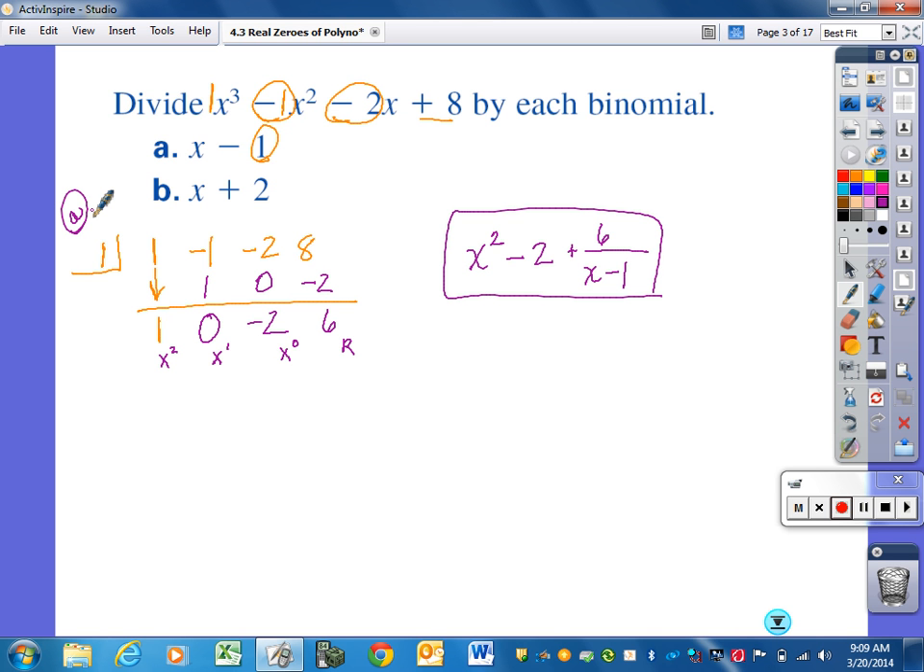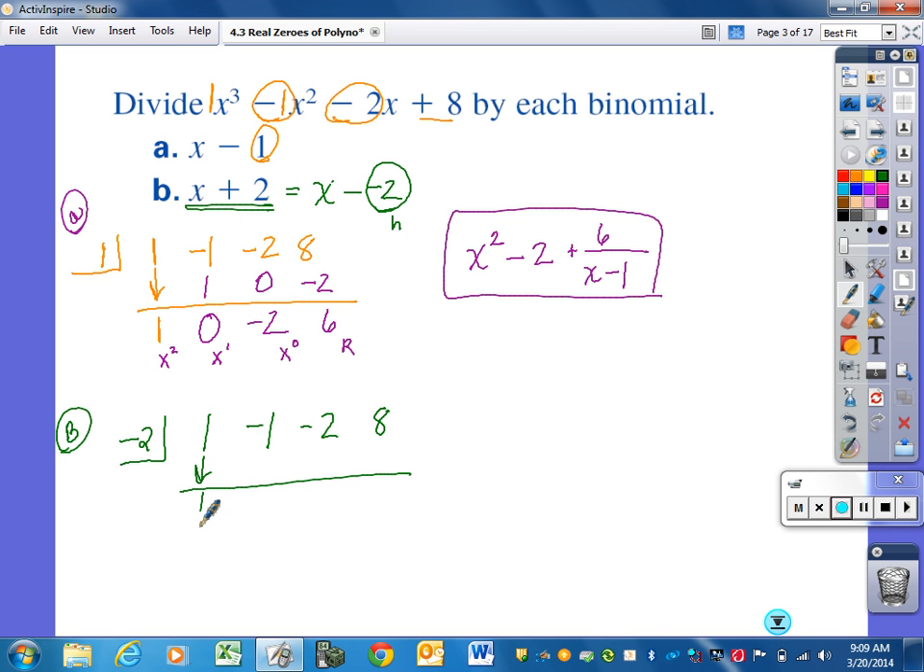Let's take the same polynomial and divide it by x plus 2. What is my h here? This does not yet read the x minus form, so it would be x minus a negative 2. So my h is negative 2. So I put negative 2 in my divisor box. Same polynomial, so I have 1, negative 1, negative 2, and 8.